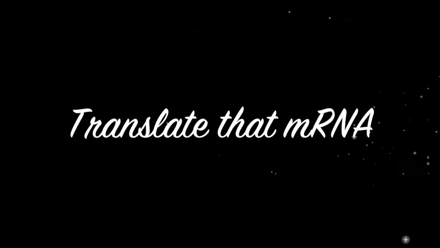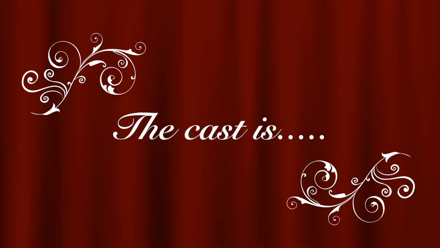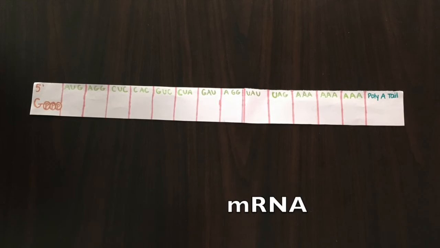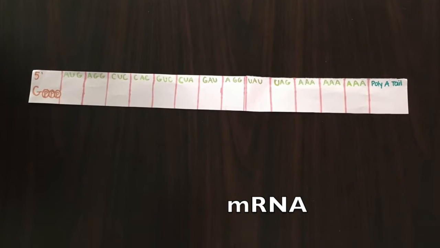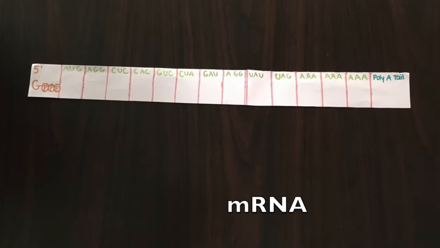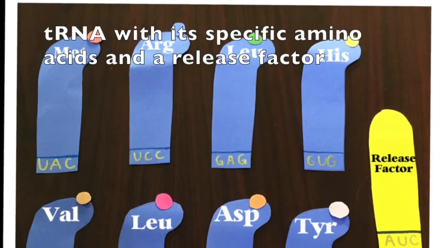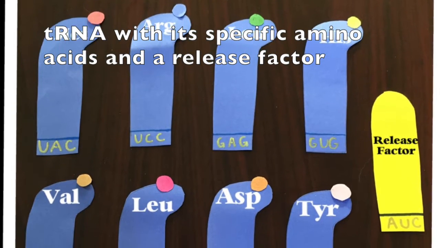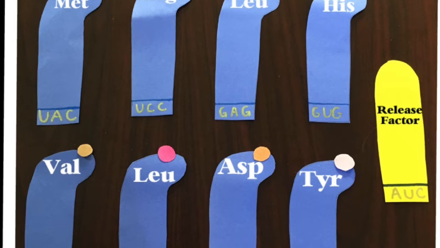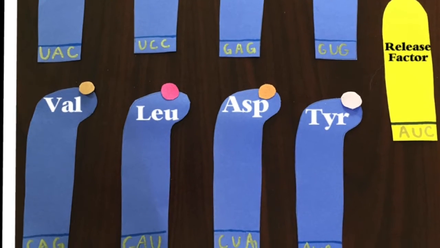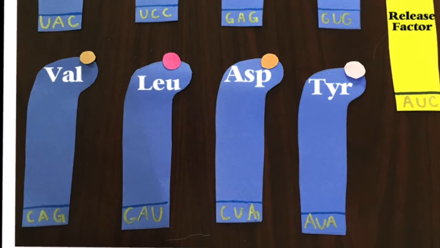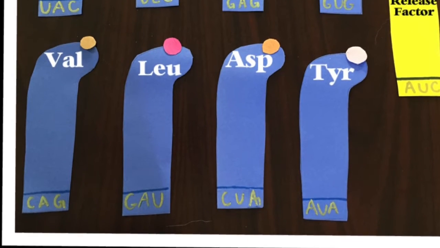Translate that mRNA. The lead role is mRNA. After RNA processing, it has a 5' cap and poly A tail with 10 codons. Next up is the supporting cast. It is the 9 tRNAs with its amino acids and 1 stop codon, which is the release factor. In our project, we use the same tRNA to bind to the same codon, which is AGG.